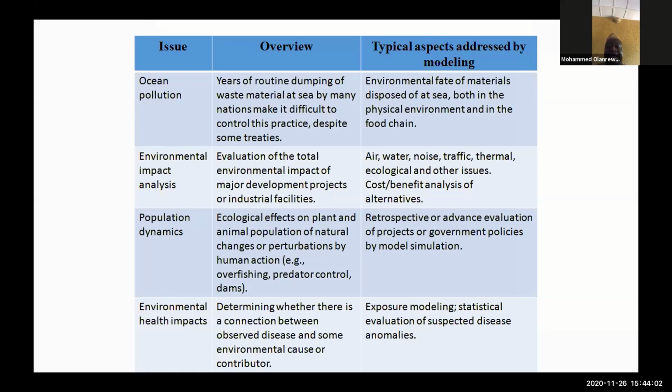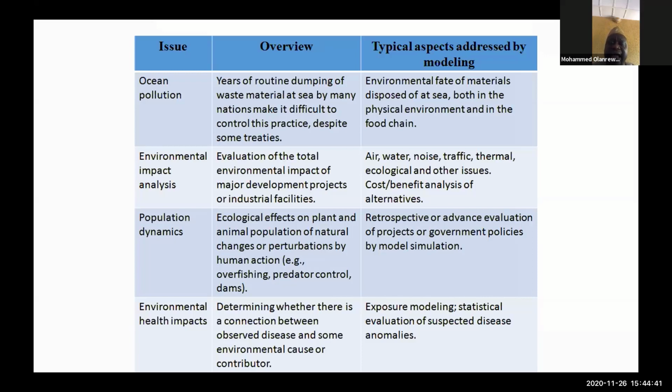Population dynamics here can either be what we call the plant or animal. So ecological effects on plants and animal population of natural changes or perturbation by human action, e.g. overfishing, predator control, dams, and what have you. And somebody that is interested in carrying out the thing, what are the typical aspects that will be addressed? Will be retrospective or advanced evaluation of projects or government policies by model simulation.